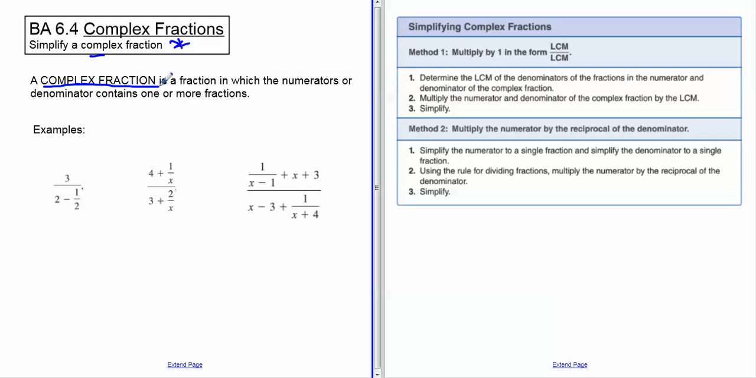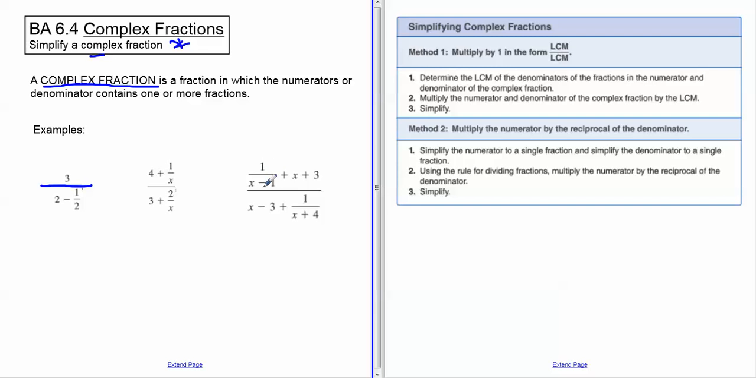What is it? A complex fraction is just a fraction where the numerator and/or denominator has a fraction in it. So here's a complex fraction. Here's the big divided by a bar. Here's our numerator, 3. The denominator is 2 minus 1/2. This is a complex fraction because it's got a fraction in the denominator, and here a fraction in the numerator, fraction in the denominator.